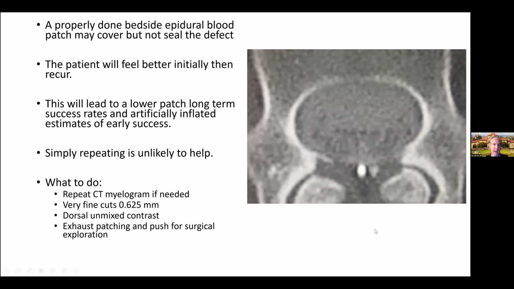Again, that's a patient in whom repeating the patch is not going to fix the problem. They needed a repeat CT myelogram. This wasn't detected on their first. Very fine cuts, often assisted by getting pooled, undiluted contrast to mix here. And you really have to exhaust patching and push for surgical exploration.